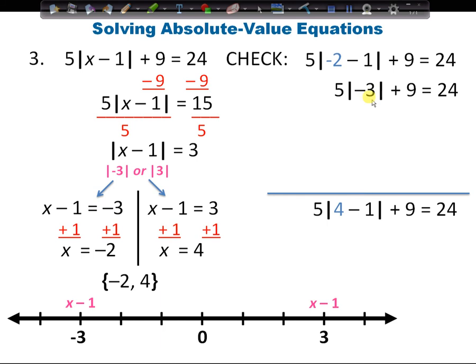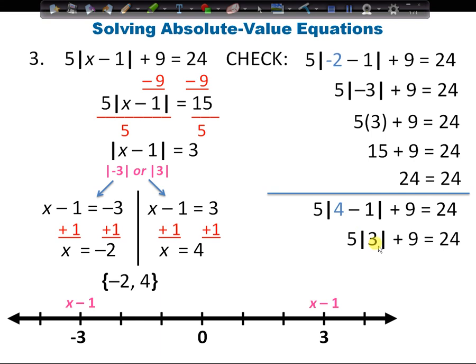And then I'm going to say the absolute value of -3 is a +3, because absolute value turns everything positive. And then 5 times 3 is 15. 15 plus 9 is 24. So 24 equals 24 works, so -2 is a correct solution. Then we're going to check 4. We're going to say 4 minus 1 is 3. The absolute value of +3 is 3. And then 5 times 3 is 15, and 15 plus 9 is 24. So again, that works out as well. So -2 and 4 are our solutions to this absolute value equation.